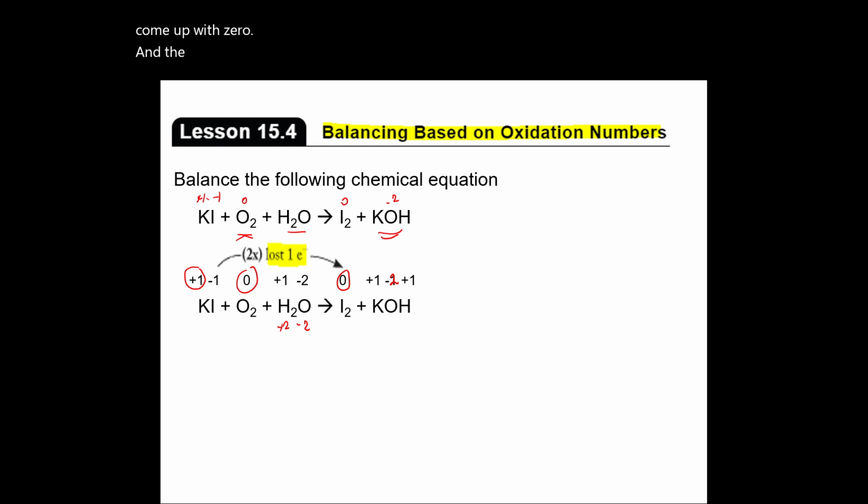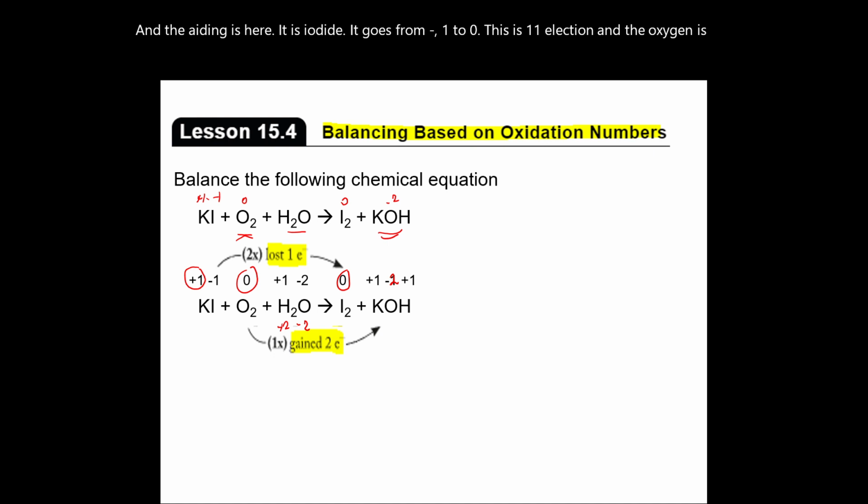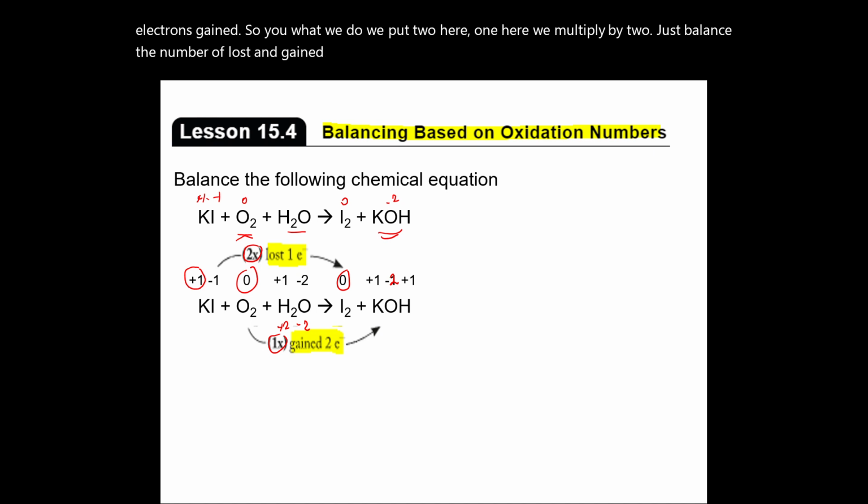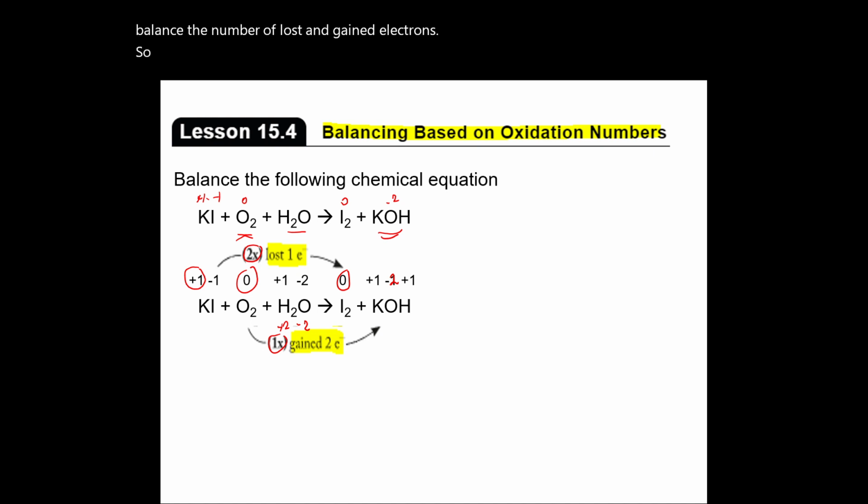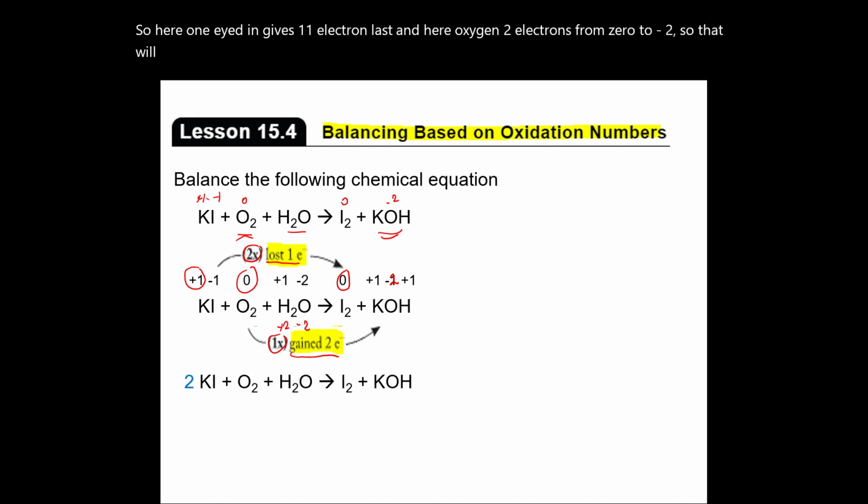And the iodine here, iodide, goes from -1 to 0. This is one electron, and the oxygen is 2 electrons gained. So what we do, we put 2 here, 1 here, we multiply to just balance the number of lost and gained electrons. So here, 1 iodine gives 1 electron lost, and here oxygen gains 2 electrons, from 0 to -2. So that will kind of balance.